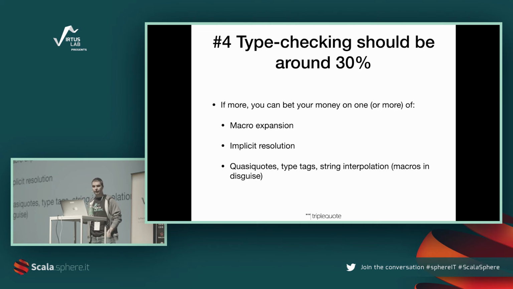What are the culprits? Macro expansion I already mentioned, implicit resolution as well, but there are a few Scala features that we do not think of as macros, but they are implemented behind the scenes using macros. Those are quasi-quotes, type tags, and formatted string interpolation, not just plain string interpolation, the one where you can put formatting modifiers for printing in hex or padding with zeros and so on. These are macros in disguise. Quasi-quotes can slow down compilation quite a bit. That's not used very often, but if your own library or project defines its own macros, very likely you'll be using this feature.